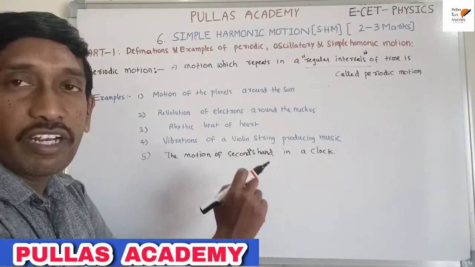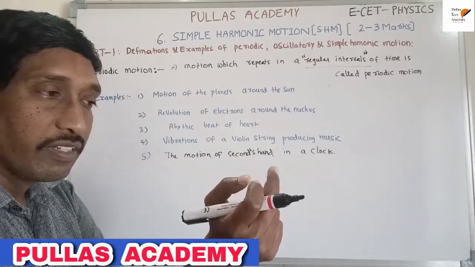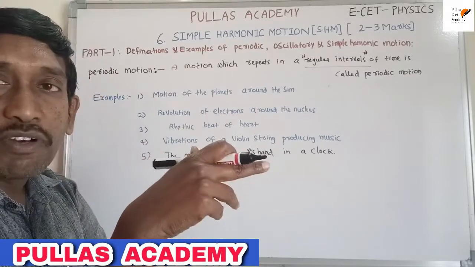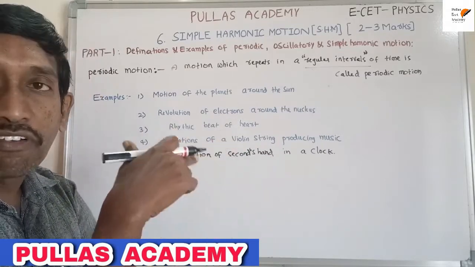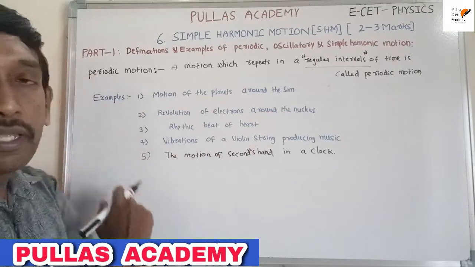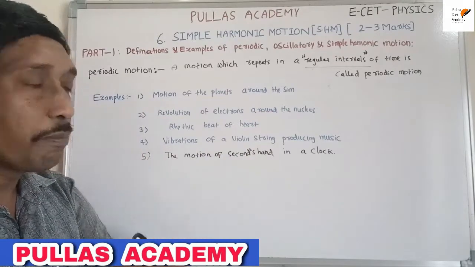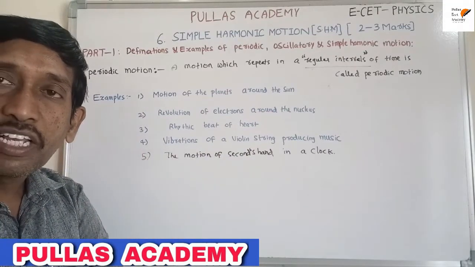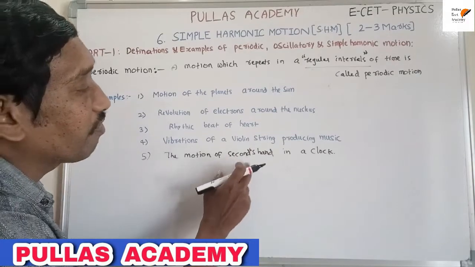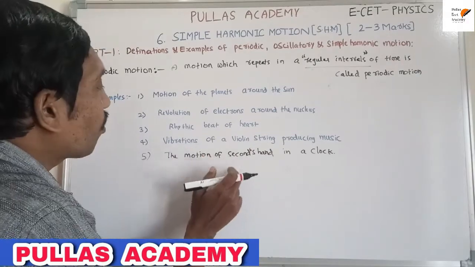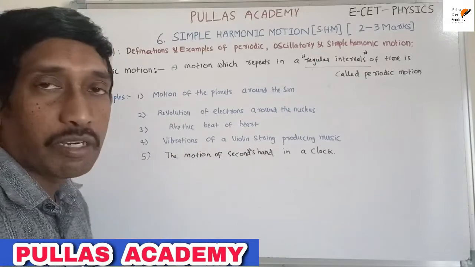Not only the seconds hand, if you consider the hours hand, every 12 hours it completes one revolution. That's why it is one of the periodic motions. For example, the minutes hand also, every 60 minutes it completes one revolution. So that's why these are all examples of periodic motion.